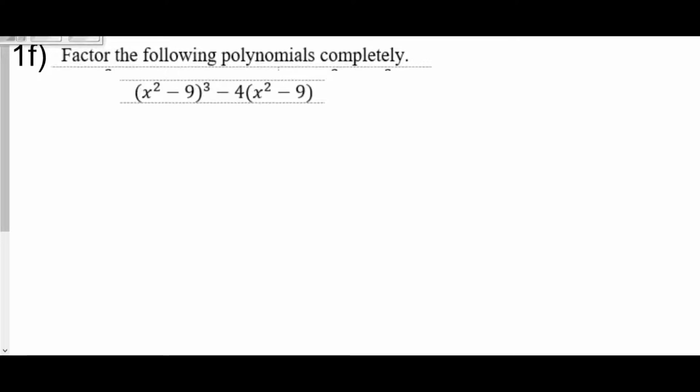1F, factor the following polynomial completely. Looking at this one, we see that we have this x squared minus 9 over here and x squared minus 9 over here. We're thinking to ourselves, it would be really nice if that was just some variable so we could factor out a GCF. So this is one of the ones where we do our little z substitution. We let z equal x squared minus 9.